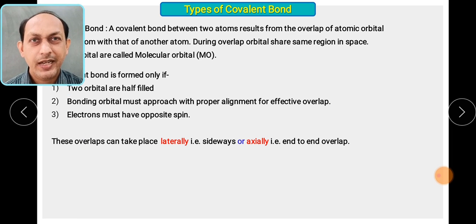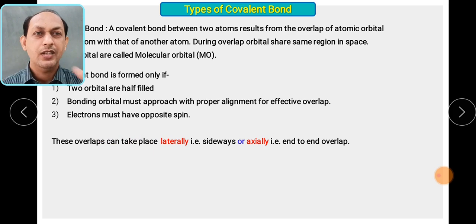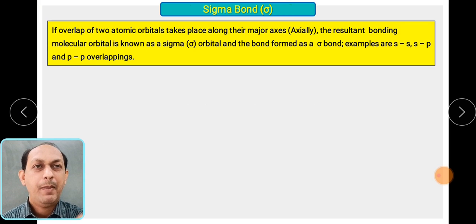आपको सबको पता रहेगा कि कोवैलेंट बॉन्ड के दो टाइप्स है. One is sigma bond, another is pi bond. So whenever the overlap takes place, either it will take place laterally मतलब क्या, साइडवेज, और axially मतलब क्या, end to end overlap. सो हमेशा याद रखिए ये जो जिस तरीके का ओवरलैप है उस तरीके का बॉन्ड बनेगा. आपको मैंने हमेशा बताया कि सिग्मा बॉन्ड और पाई बॉन्ड ये दो कोवैलेंट बॉन्ड के टाइप है. पहला बॉन्ड है सिग्मा बॉन्ड, आपको सिंबल पता है सिग्मा. So if overlap of two atomic orbitals takes place along the axis, the resulting bonding orbital is called a sigma orbital and the bond formed is called a sigma bond.